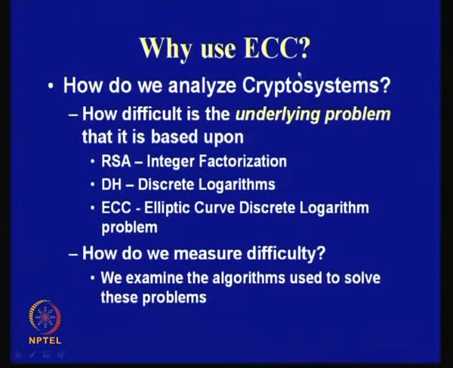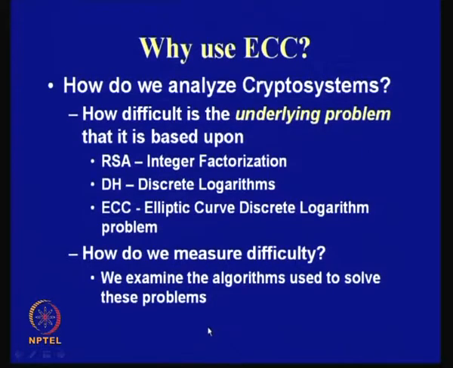So, now why do we use ECCs? In order to understand that, we have to understand how we analyze crypto systems. Obviously, if I want to say whether RSA is better than ECC, then we have to compare the difficulties of their underlying problems. For example, RSA is based upon integer factorization, Diffie-Hellman is based on the Diffie-Hellman assumption, and if you look at the Elgamal crypto system, that is based on the discrete logarithm problem. Elliptic curve cryptography is again based on the elliptic curve discrete logarithm problem.